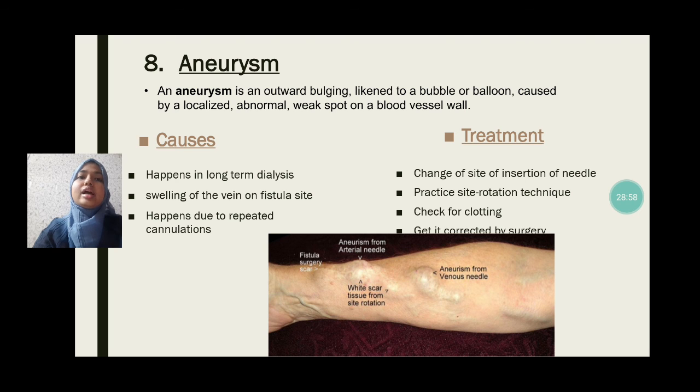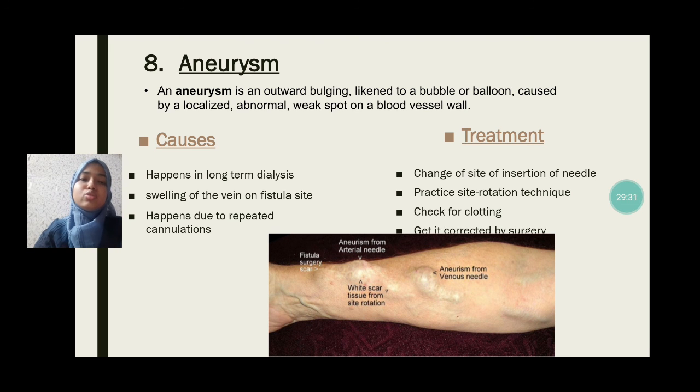Aneurysm. Aneurysm is an outward bulging likened to a bubble or balloon caused by a localized abnormal weakened area on the blood vessel wall. This is basically happening due to continuous insertion of needles on that one particular site. Actually, in case of AV fistula, it is on two particular sites. Needles are inserted on 2 points. So the patient gets used to those 2 points, and those 2 points become a spot where the patient won't feel any pain after a certain amount of time.